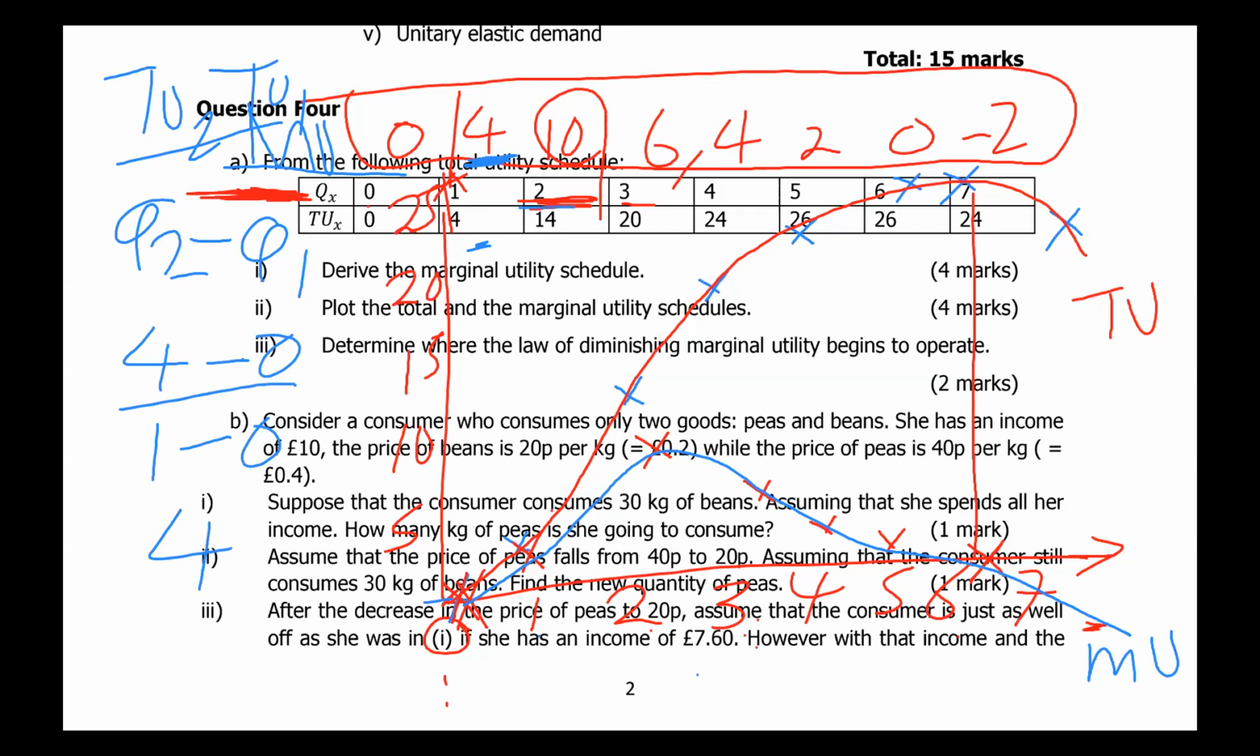Then at 2 units, you say this 14 minus this 4, which gives us 10. Then 20 minus 14 gives us 6. Then 24 minus 20 gives us 4. 26 minus 24 gives us 2. 26 minus 26 gives us 0. And 24 minus 26 gives us negative 2. So that's how you get the marginal utility schedule. By the way, the class is being recorded as well. Did you get that?